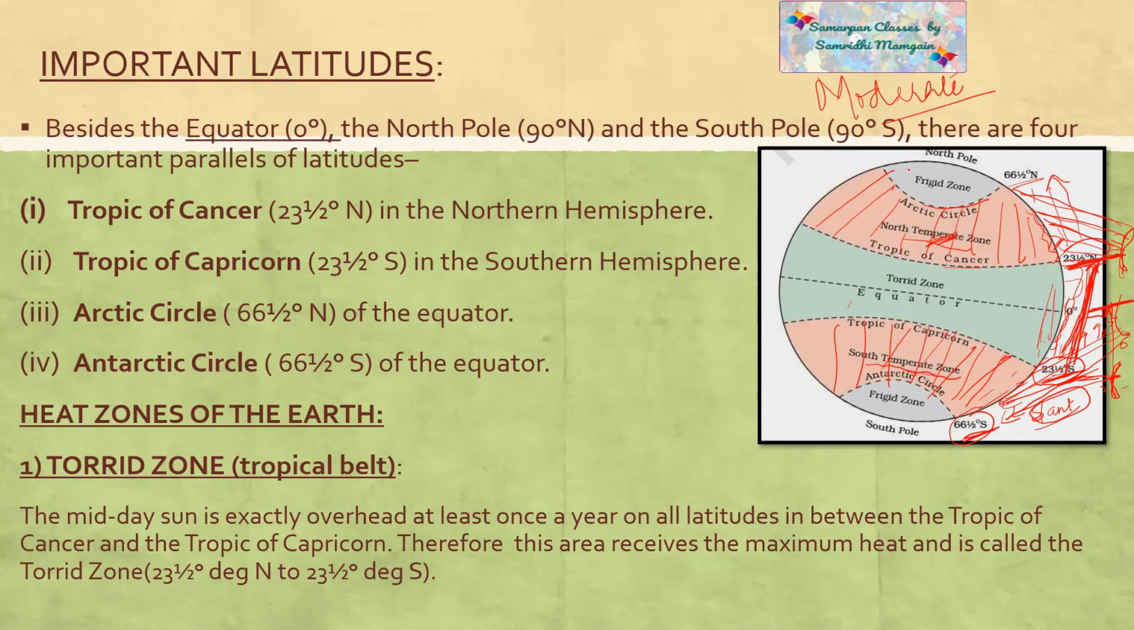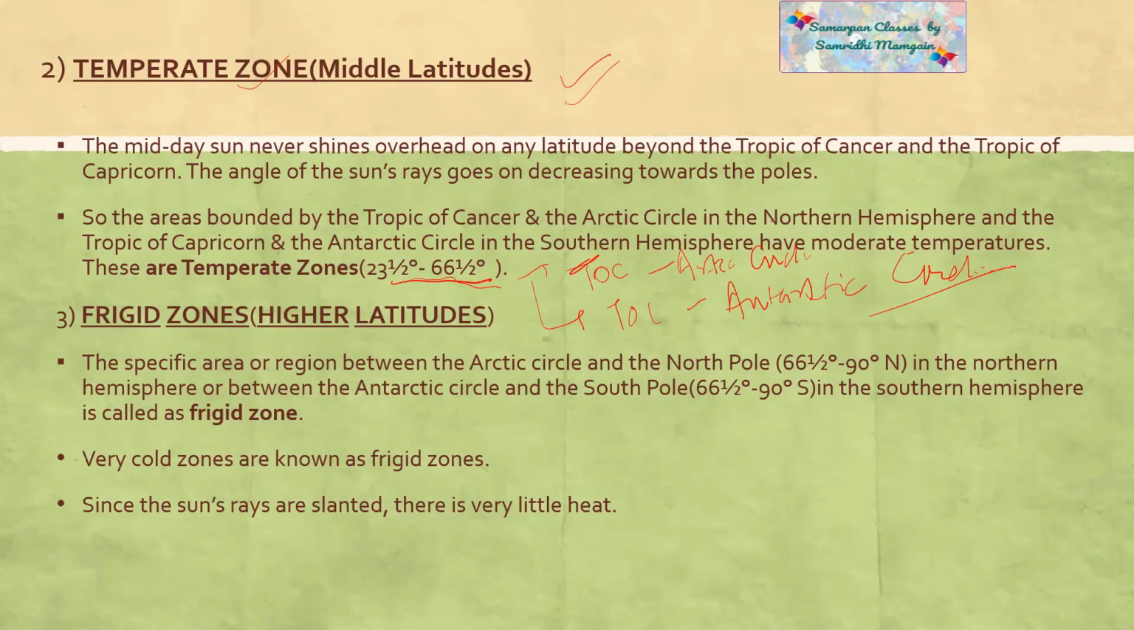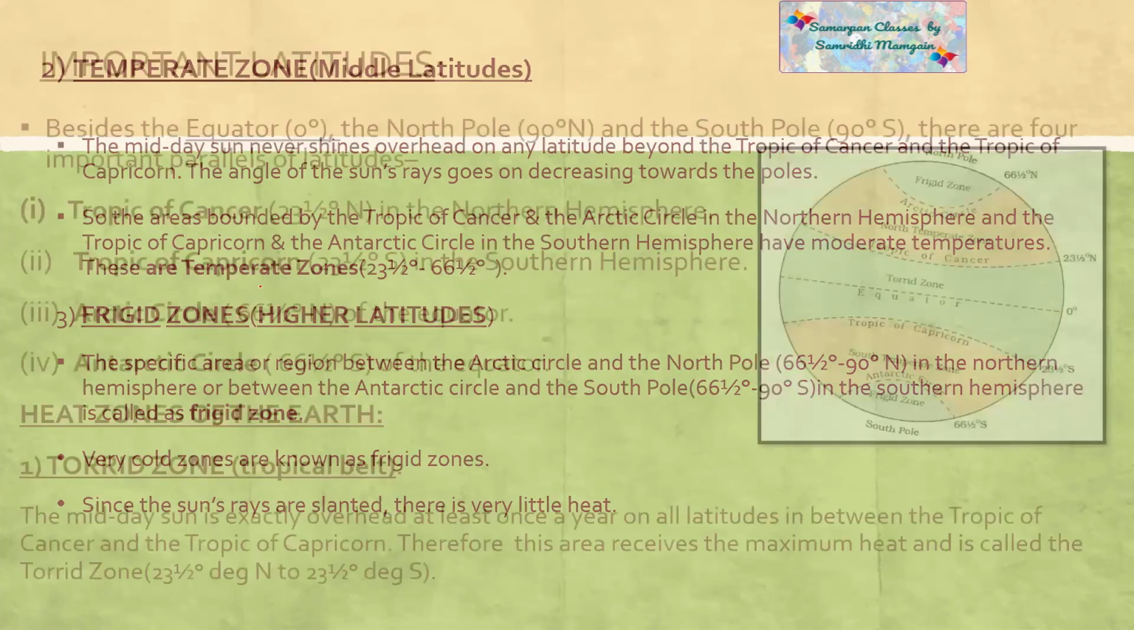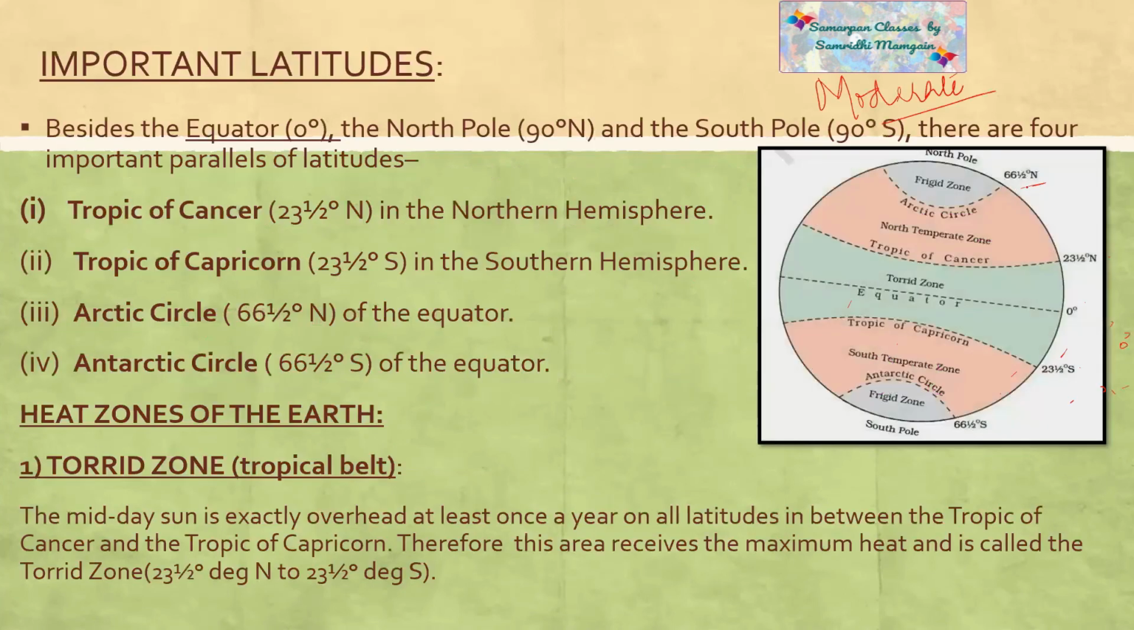Now coming to the third category, the frigid zone. Basically, it is the area beyond the Arctic Circle and beyond the Antarctic Circle. The North Pole is basically 90 degrees north. This latitude is 90 degrees north. And the South Pole is 90 degrees south. So you can say the area between 66.5 degrees north and 90 degrees north is known as the frigid zone.